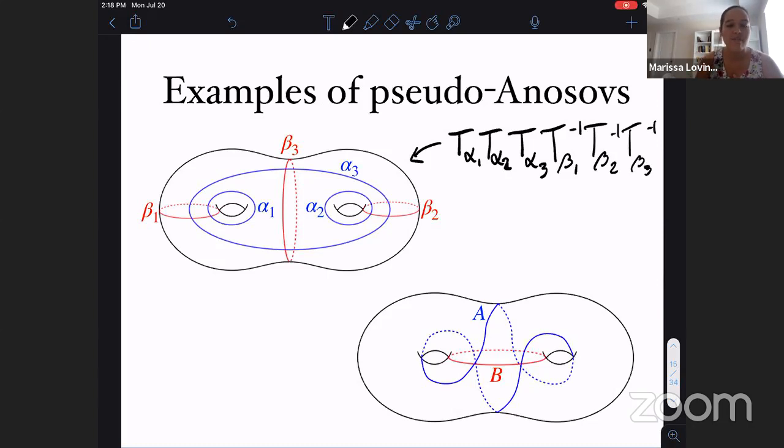As I said, these are sort of the most dynamically interesting, and you can see at least morally why these are, because you see that there's an action happening on my surface that's happening everywhere. There's kind of this mixing happening everywhere. And so in some sense, that's my justification for saying that. And then the same thing here, this is my pseudo-Anosov here. It's just a twist about my curve A and an inverse twist about my curve B.